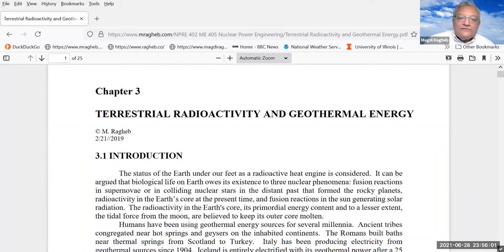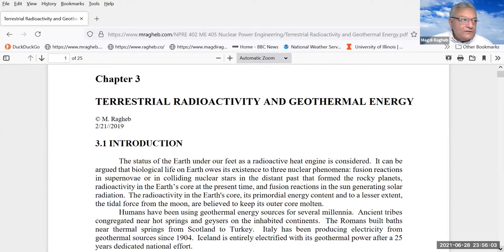Notice that life on Earth is dependent on radiation that we get from our star, the sun. Light creates photosynthesis and of course is the basis of life for plants and animals in general. But what we are not aware of in general is that under our feet, there is also radioactivity in the earth.